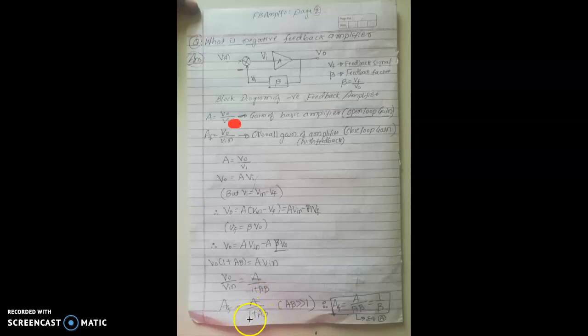And in this, if you assume A beta is very much greater than 1, then 1 is neglected. You will be left with only A beta. Then you are going to have AF equal to A divided by A beta. The A's are getting cancelled, and you are left with 1 divided by beta. So what is AF? The gain with feedback is equal to 1 by beta. That is, it is independent of the basic amplifier gain.